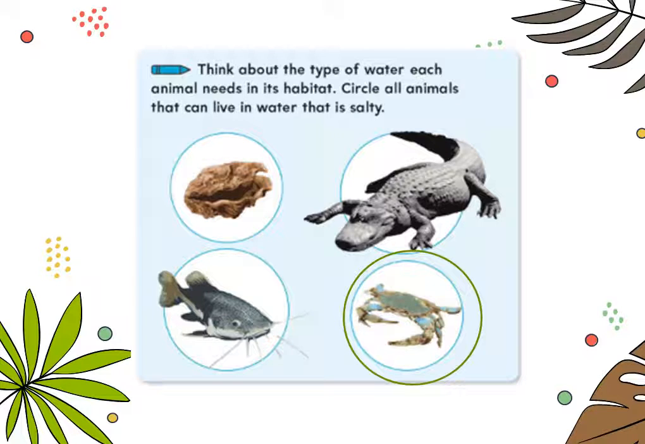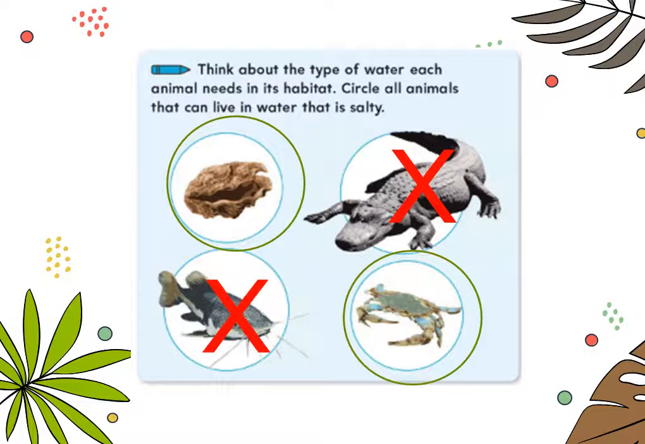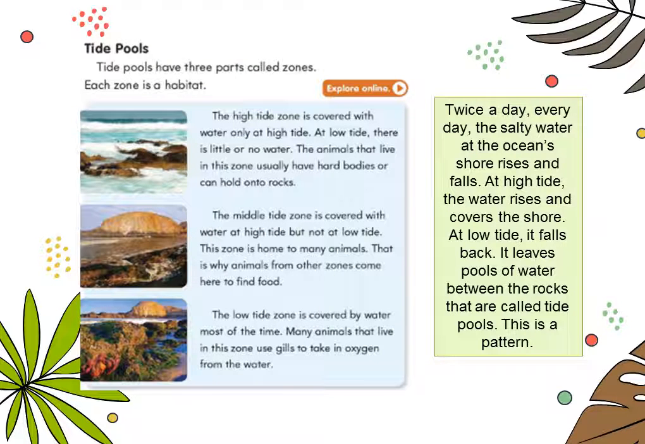Very good. A crab. And any other animal? Excellent. An oyster. Very good, children. Good job.